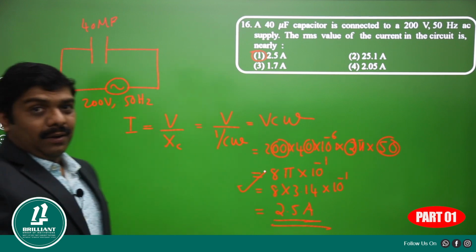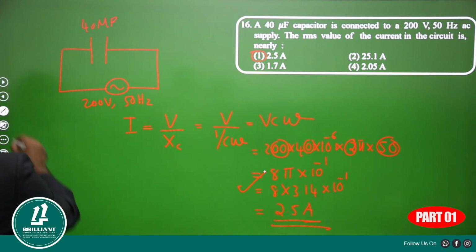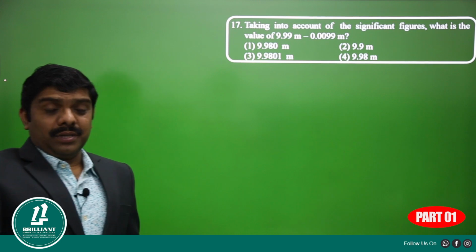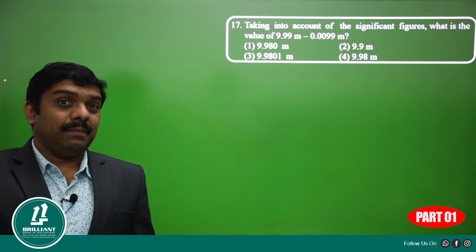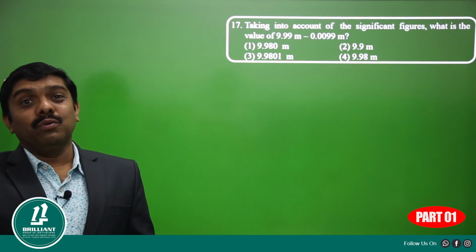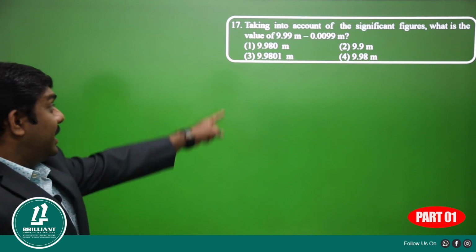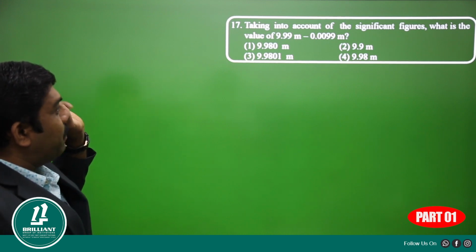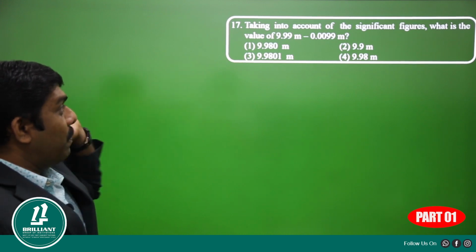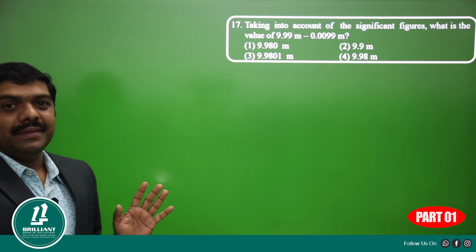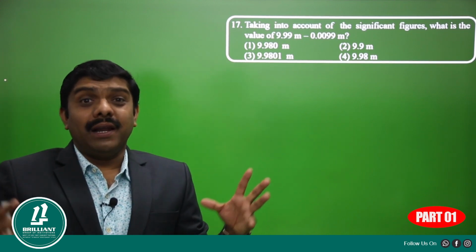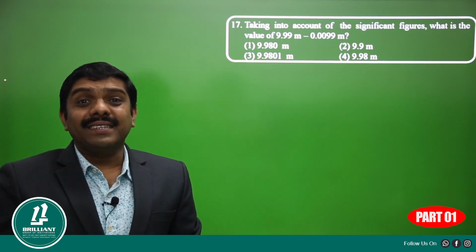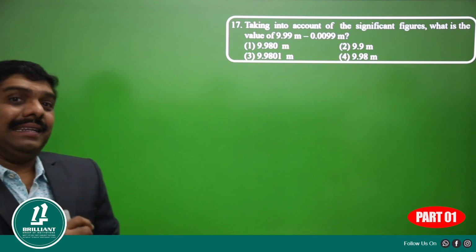Now we are doing the next problem, the 17th one. This question is in our first year part 1, the chapter units and measurements. Taking into account the significant figures, what is the value of 9.99 minus 0.0099 meter? We know when two values are added or subtracted, we have to keep the least number of decimal digits in the answer.